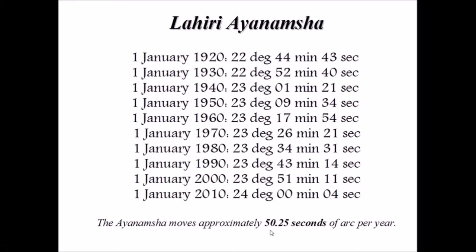You can see at the bottom there, it is stated that the Ayanamsha moves approximately 50.25 seconds of arc per year. Remember, there are 60 seconds in 1 minute and 60 minutes in 1 degree. So basically, the Ayanamsha moves almost 1 minute per year.